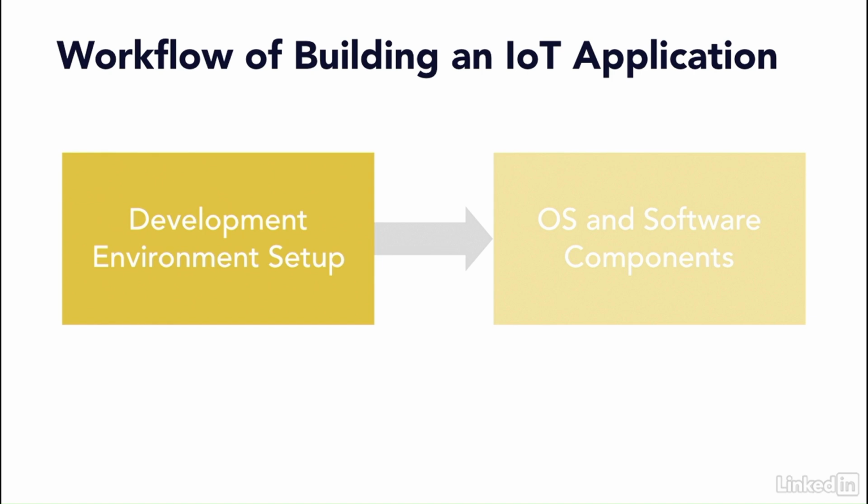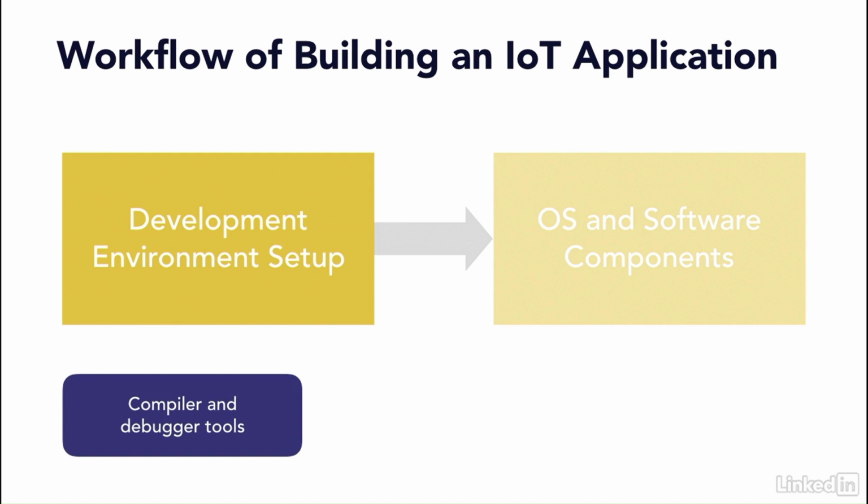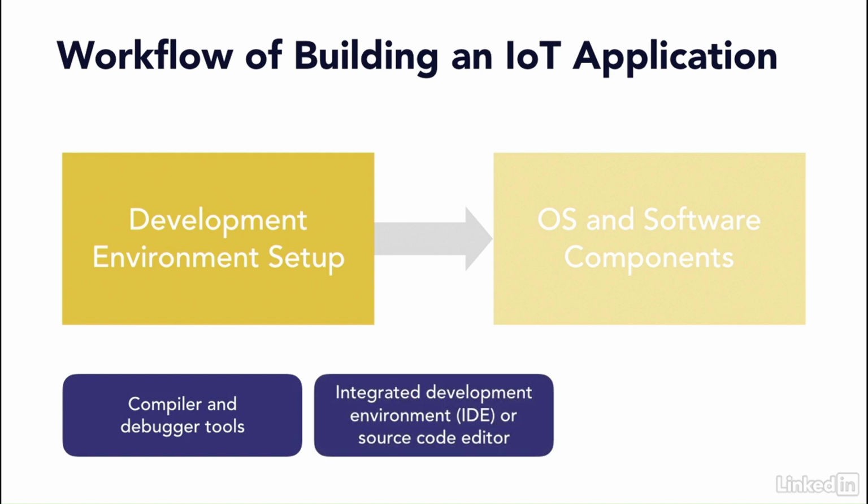For example, if you use your PC running a Windows OS as the host computer to develop the program for the Raspberry Pi running a Linux OS, this needs a cross-platform software development environment where we need to basically make sure the Linux cross-platform development tools are set up on your host. A development environment typically includes the compiler and debugger tools, as well as an IDE or a source code editor that facilitates your software development.